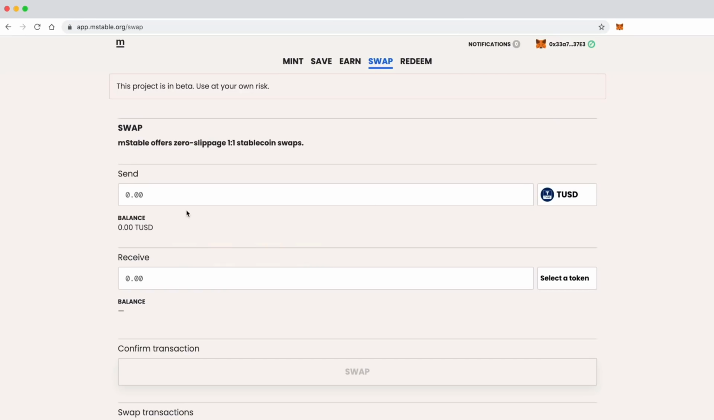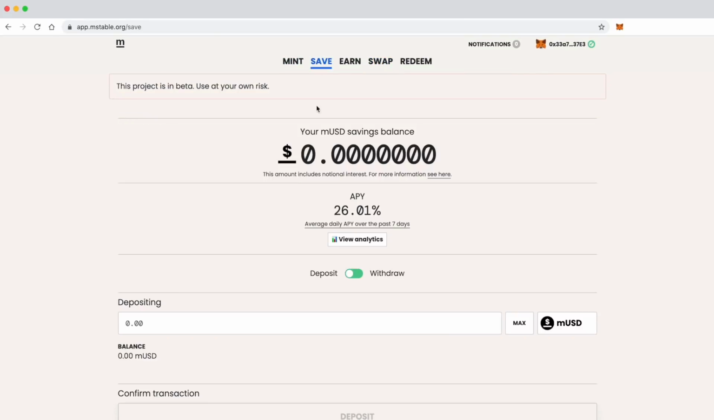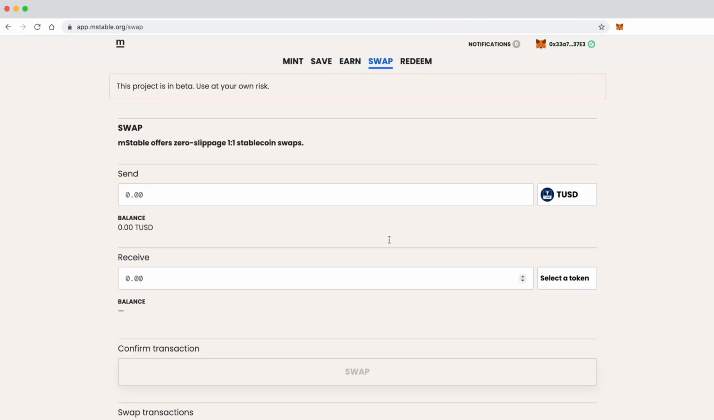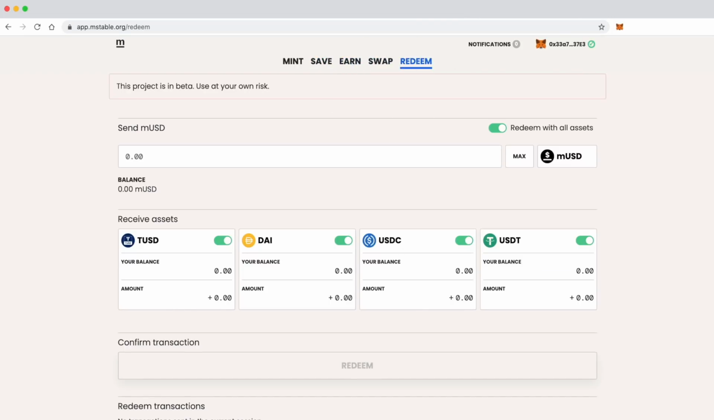Okay. So inside the app, you can mint, you can save by depositing, a lot like these other apps. You can earn, swap, and also redeem anything that you've deposited into the app.